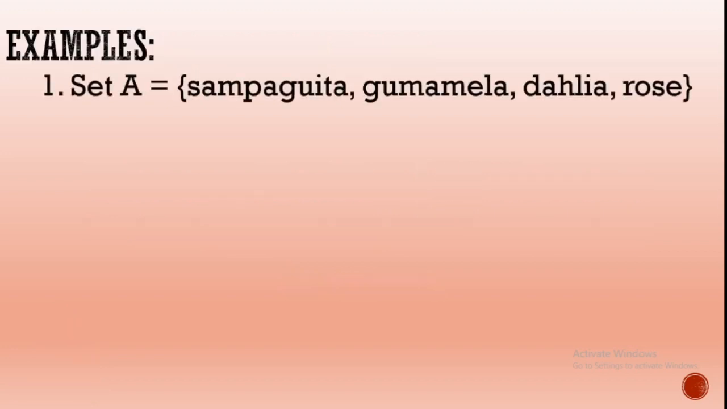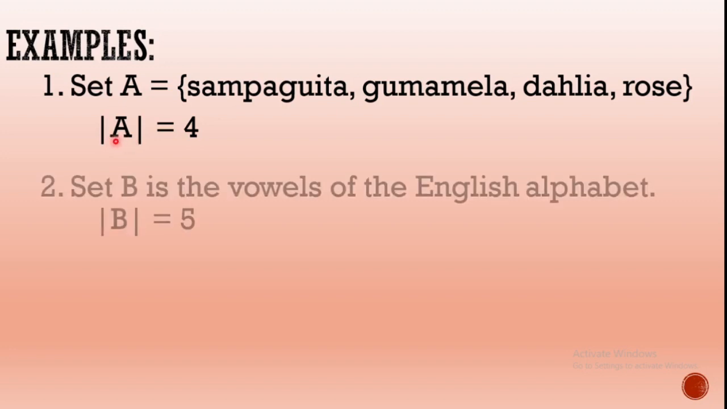Okay, so let's have the examples. Number 1, set A, we have the Sampaguita, Gumamela, Dahlia, and Rose. So again, when we say cardinality, you're just going to count the number of elements in a set. So Sampaguita 1, Gumamela 2, Dahlia 3, Rose 4. Therefore, set A has a cardinality of 4. Okay? So when we write this one, the symbol is the vertical lines on the side of the sets, yung pangalan ng sets natin.